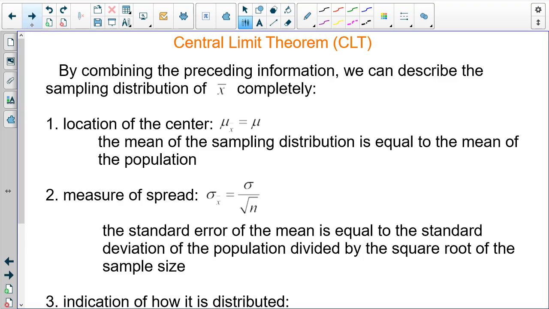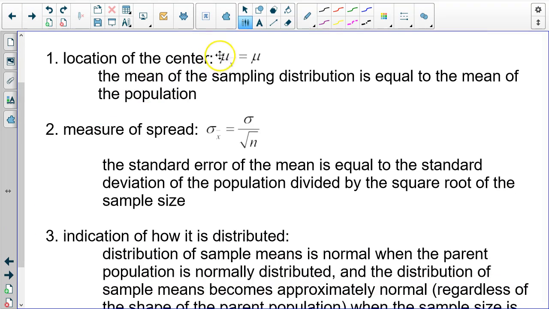By combining the preceding information, I almost said previous, preceding information, we can describe the sampling distribution of X bar completely, because the location of the center will be the mean of the means. So mu sub X bar is going to equal mu. The measure of the spread, which we call standard deviation, right? What's the variation in the data? The measure of the spread is the standard error of the mean, which is equal to the standard deviation of the population divided by the square root of the sample size.